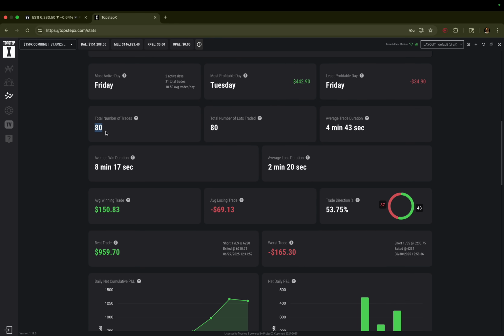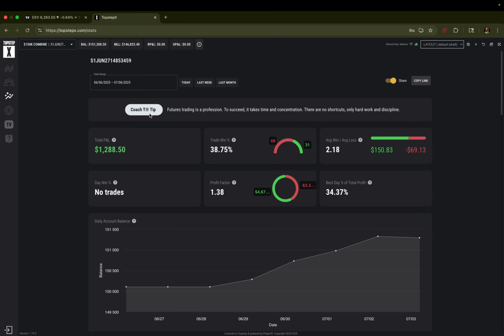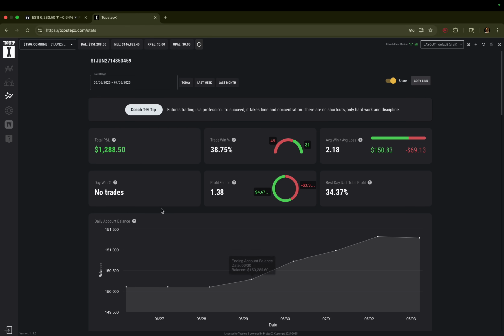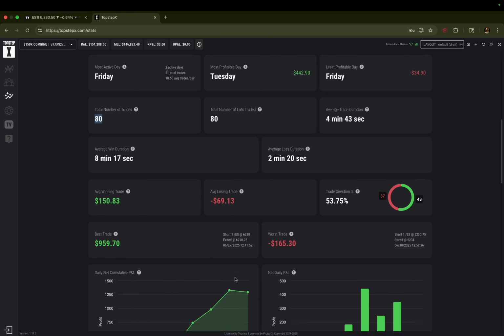And even over the course of 80 trades, right? This is almost 3 times more trades than what we did here in backtesting today. But you can see that even with 80 trades, my stats have remained the same, right? My average win is about 2 times my average loss. Profit factor is about a 1.4. Win rate sits just under 40%.